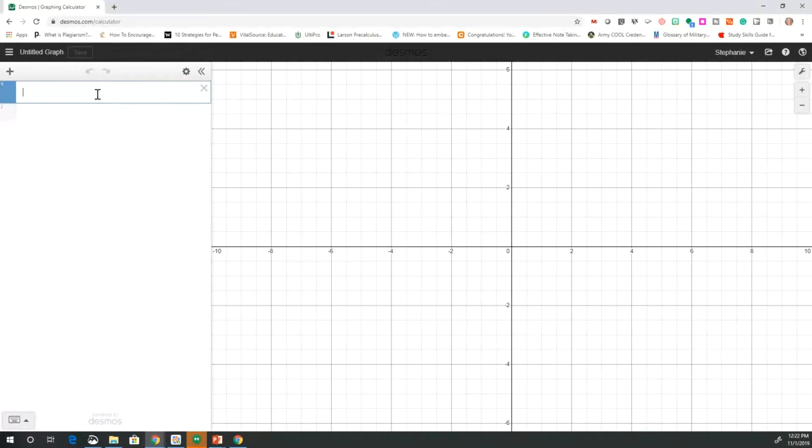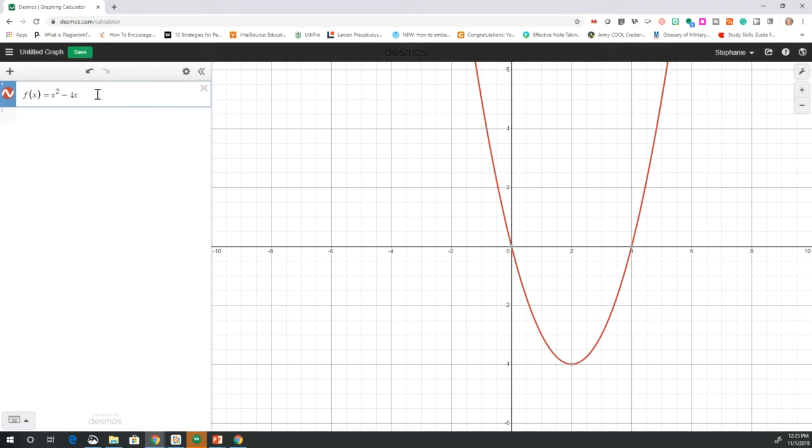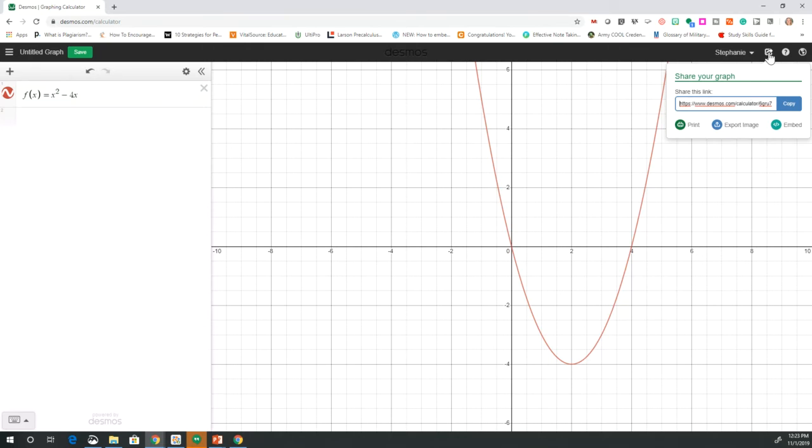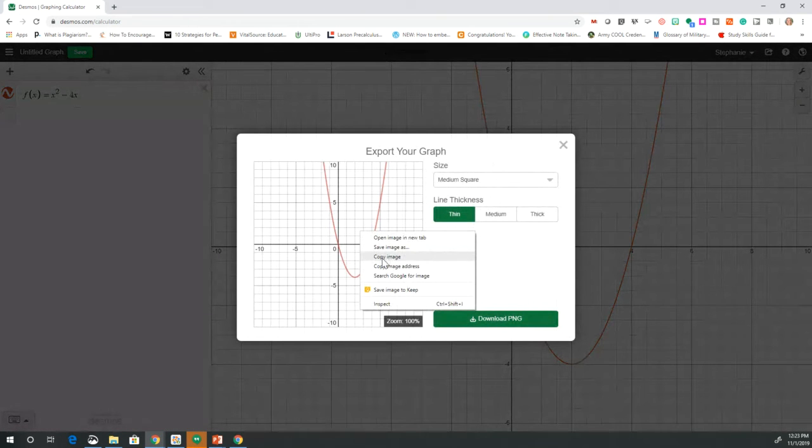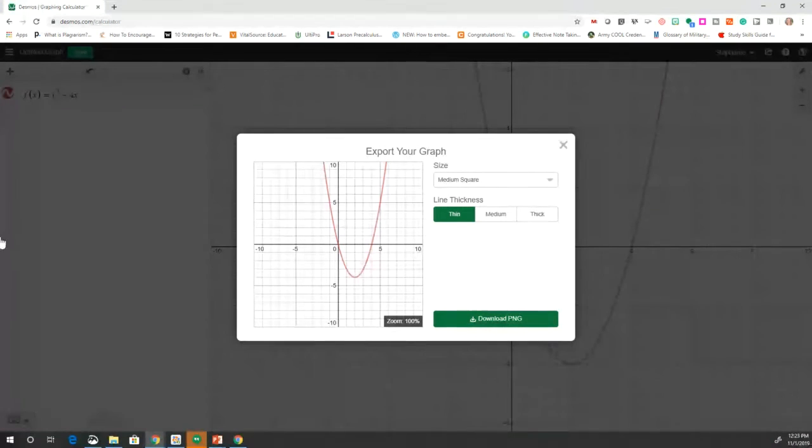Okay, and to enter our functions into Desmos, you type it just like you see it. So I have f(x) equals, and then my equation was x squared minus 4x. And so this is what our graph looks like. And what I'm going to do is share this graph. I am going to export the image, and then what I usually do is just copy image.